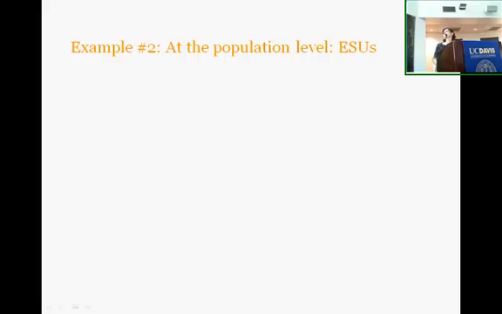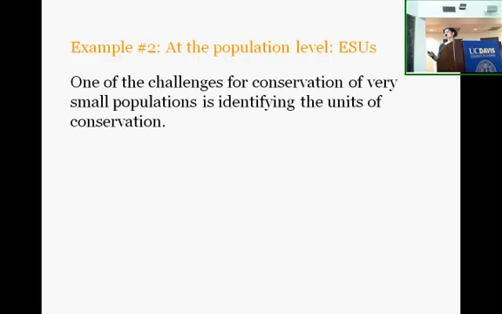Okay, so let's look at a second example. I want to zoom in now to the population level. So the EDGE approach is one evolutionary proposal for how to make conservation decisions at the species level. We're looking at big phylogenetic trees and deciding which species are going to be our highest priority. But that doesn't help us as much when we start zooming in and thinking about individual populations, particularly very small populations. So here I want to highlight one approach, which was developed to help address this challenge, which is a challenge to identify what the units of conservation should be.